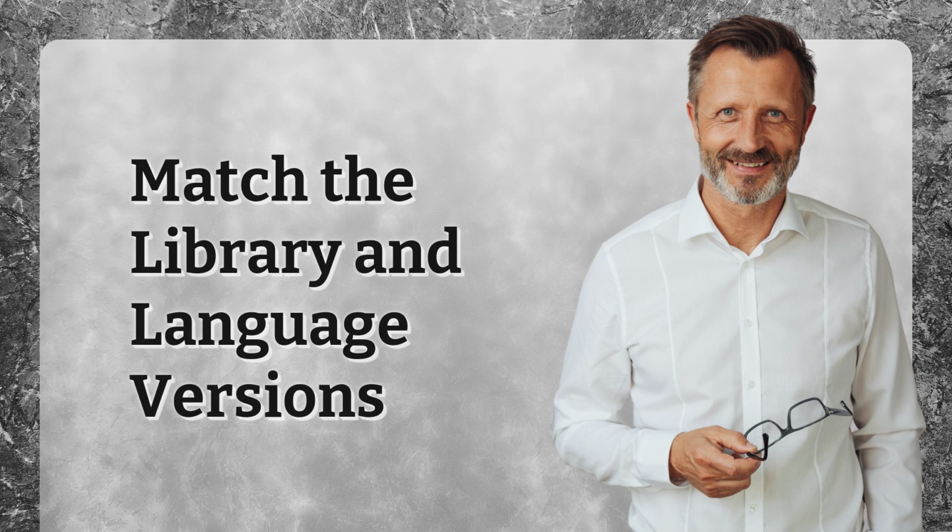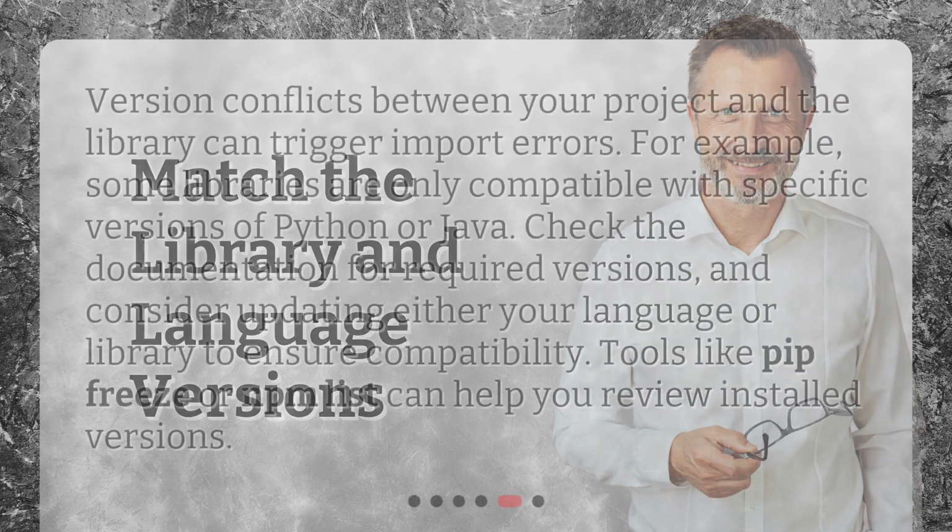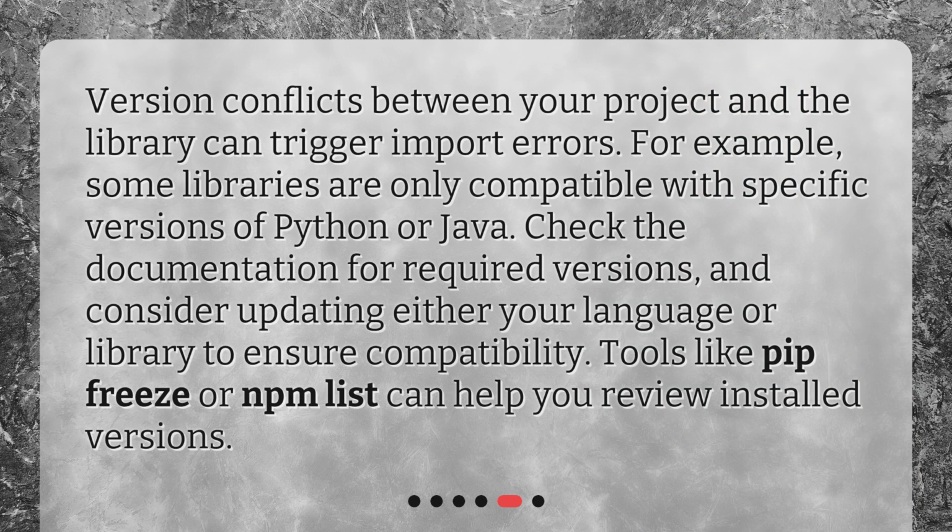Match the library and language versions. Version conflicts between your project and the library can trigger import errors. For example, some libraries are only compatible with specific versions of Python or Java. Check the documentation for required versions and consider updating either your language or library to ensure compatibility. Tools like pip freeze or npm list can help you review installed versions.